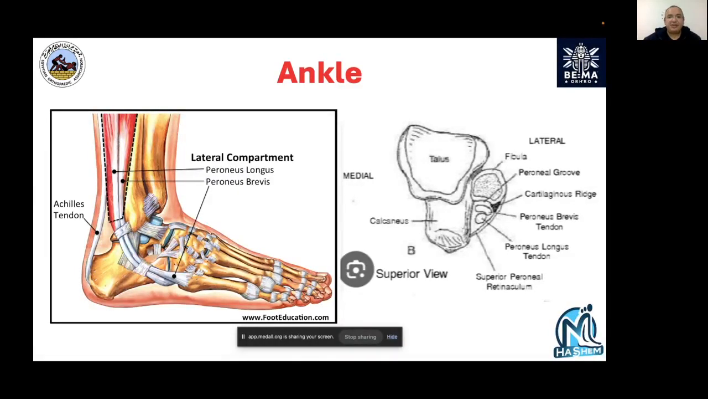Remember, peroneus brevis is countering the tib ant and peroneus longus is countering the tib post. And as we said again, you put in dorsiflexion, you relax the tib ant and peroneus brevis, so you're testing the peroneus longus and tib post. And you put in plantar flexion, you relax the tib post and the peroneus longus, so you'll be testing for tib ant and peroneus brevis.